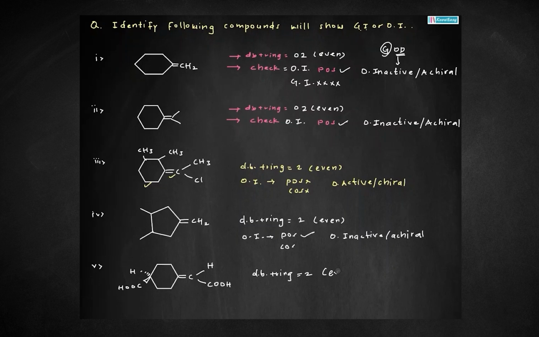And for the last molecule, check double bond plus ring, again equal to 2. This is even, so the molecule will be optically active or maybe optically inactive. Let's check on the basis of POS. Again POS will be absent, so the molecule will be optically active. Okay, so this is very important.